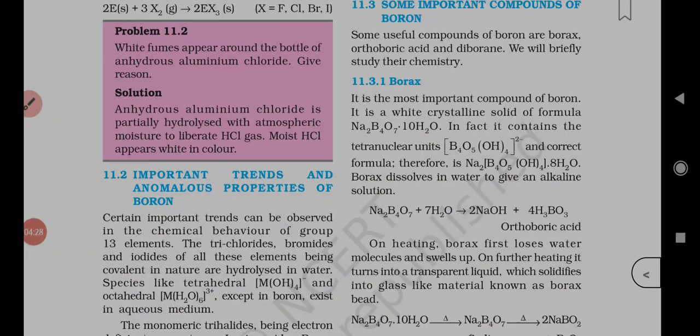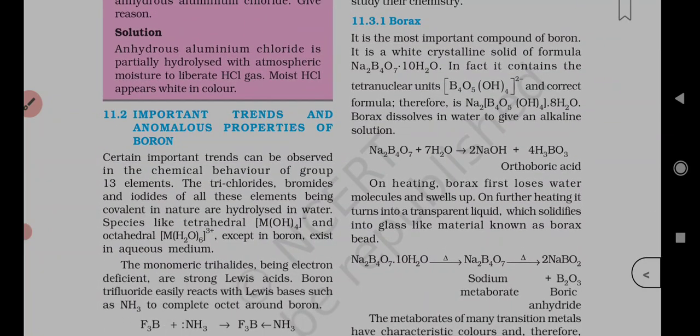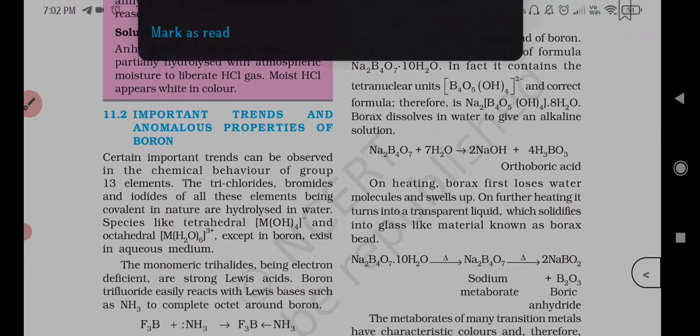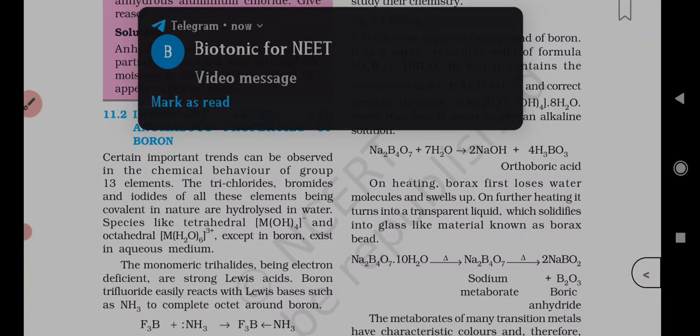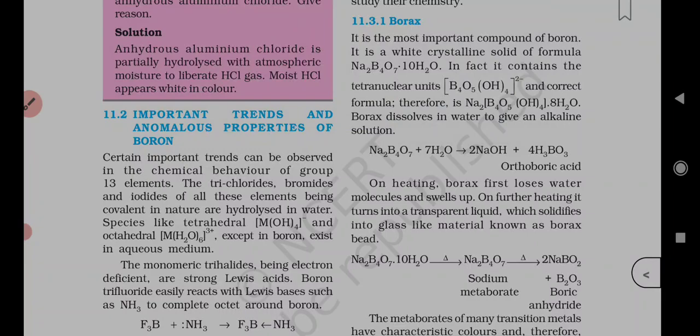So the borax formula is Na2B4O7·10H2O. In fact, it contains the tetranuclear unit [B4O5(OH)4]²⁻, and the correct formula therefore is Na2[B4O5(OH)4]·8H2O, with 8 water molecules.